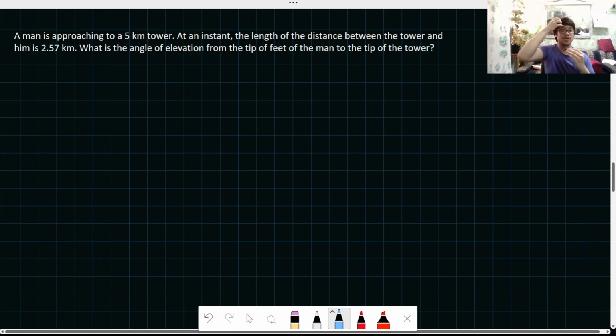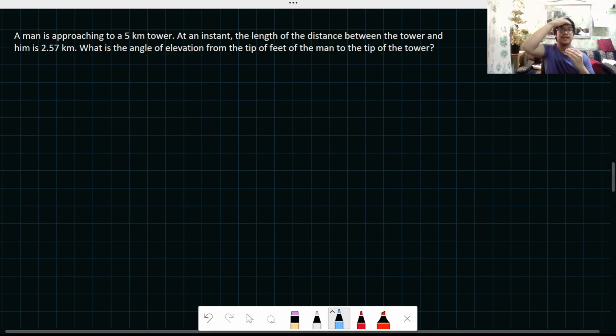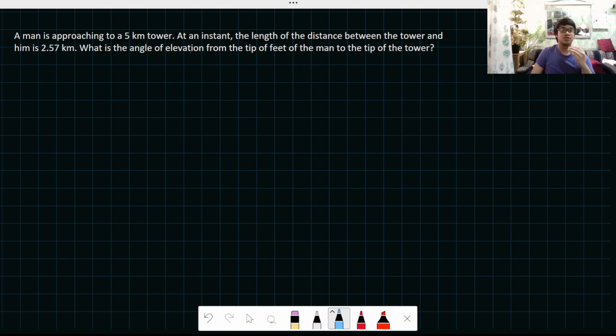A man is approaching a 5 kilometer tower. At an instant, the length of the distance between the tower and him is 2.57 kilometers. What is the angle of elevation from the tip of the feet of the man to the tip of the tower? So in this problem, we're going to visualize a man approaching the 5 kilometer tower.